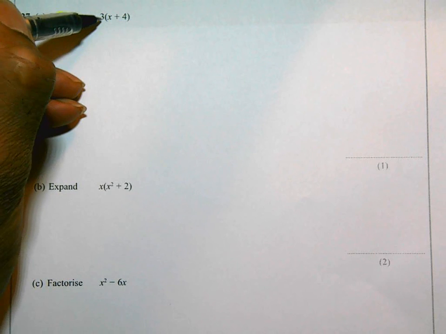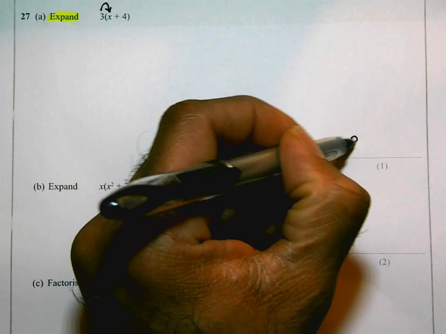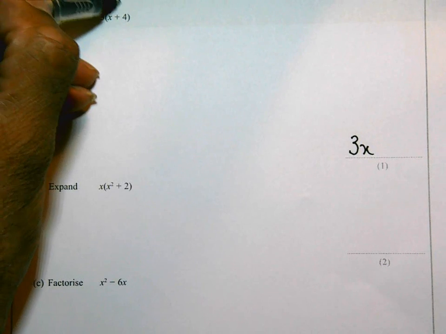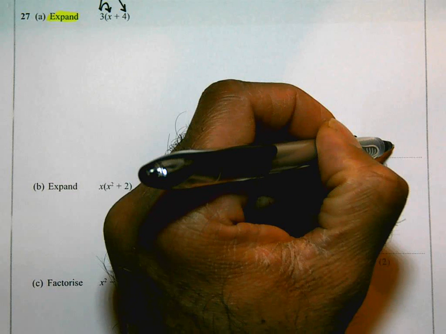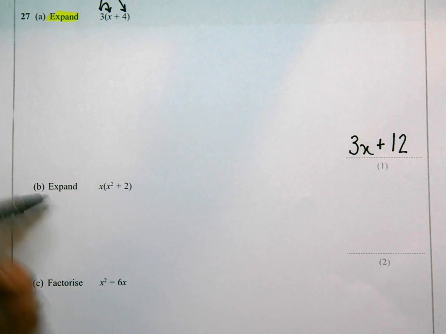I'm going to times 3 by x, or x by 3, to get 3x, and then I'm going to do 3 times 4 is 12, and there's a plus between them, so it's 3x plus 12. Part B is a similar thing.